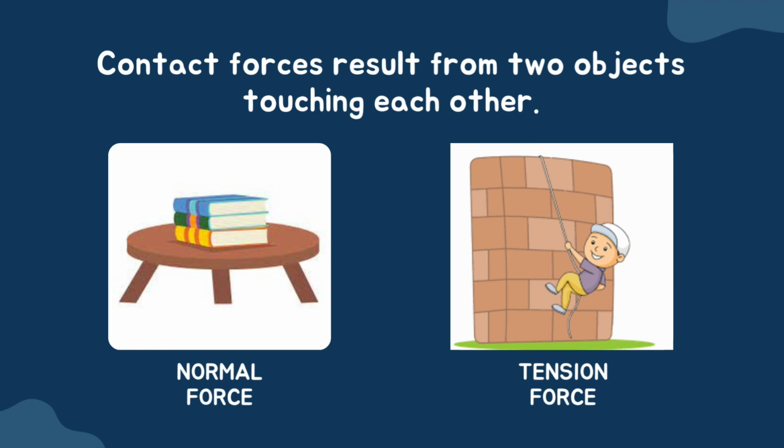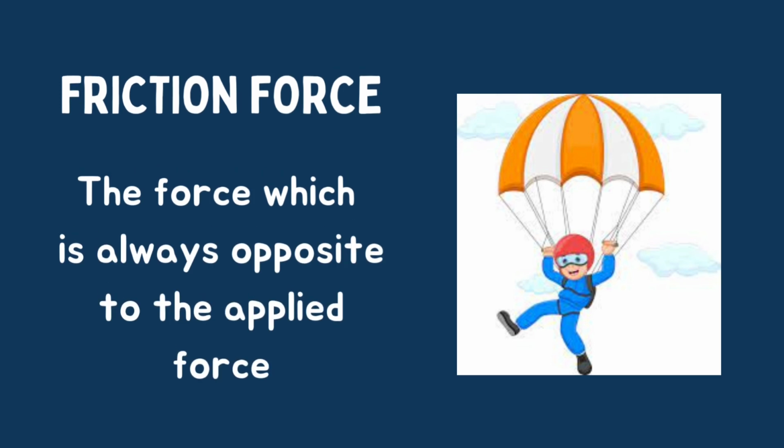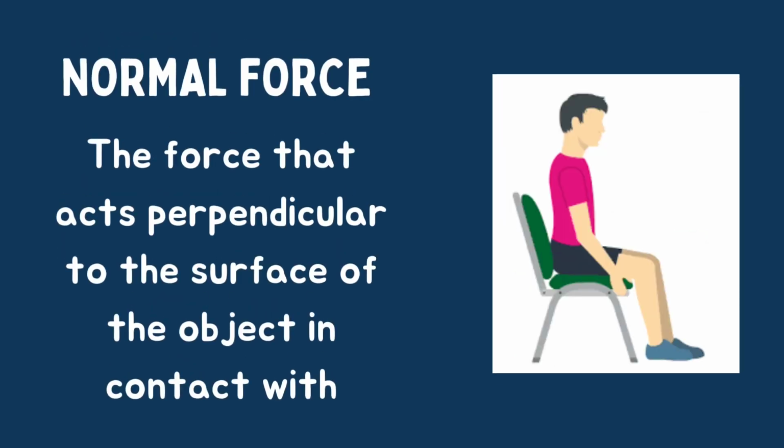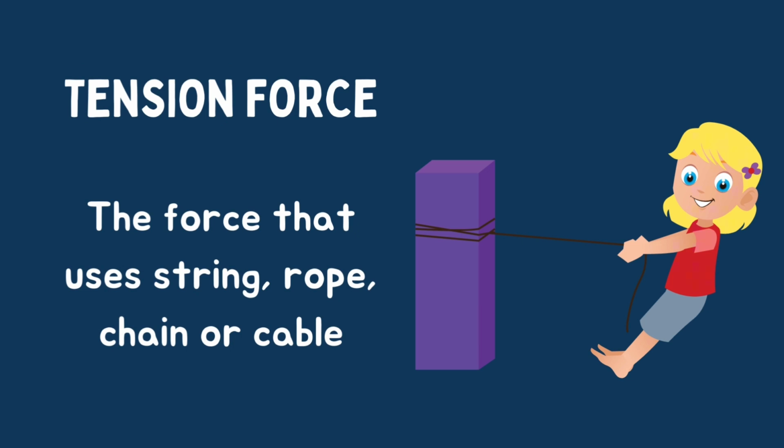Now, what is an applied force? From the word itself, applied force is a force given to an object or person, just like pushing a wall. Another contact force is a friction force, the force which is always opposite to the applied force. Next is a normal force, the force that acts perpendicular to the surface of the object in contact with. And lastly, we have the tension force, the force that uses string, rope, chain, or cable.